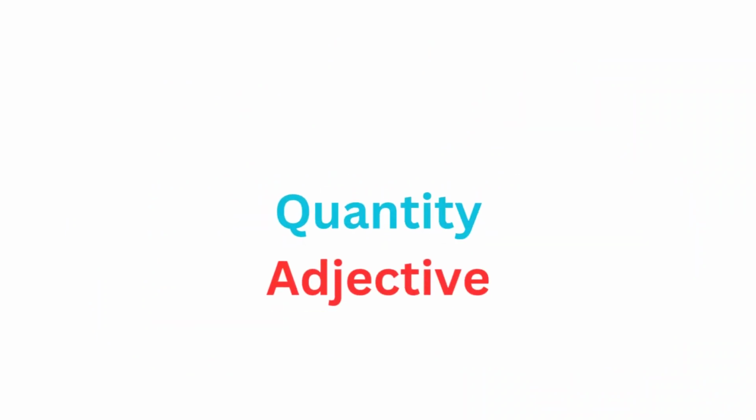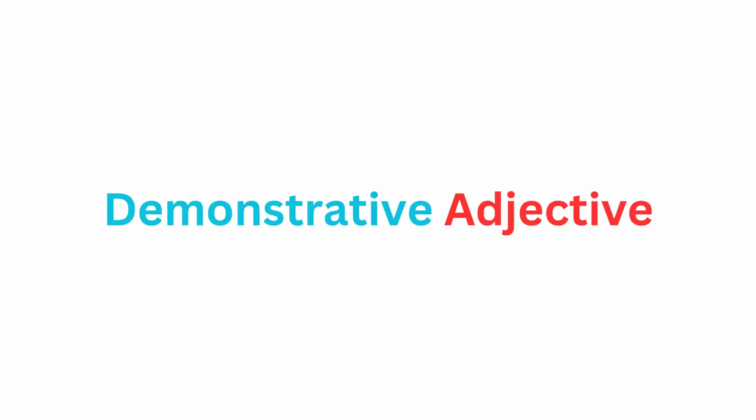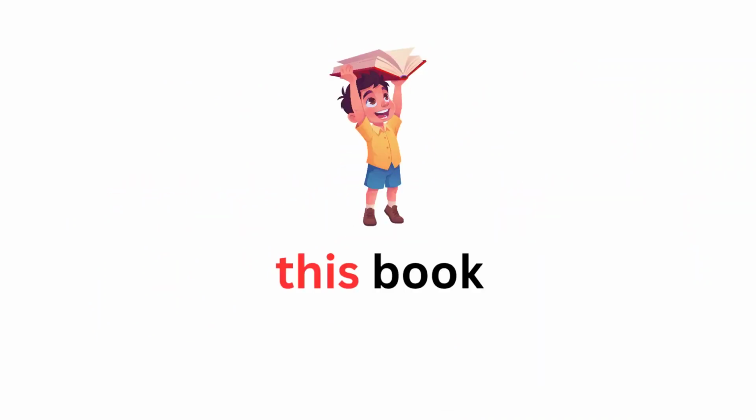Next, quantity adjectives. These tell us how much. For example, some water. Now, number adjectives. These tell us how many. For example, 2 apples. Next, demonstrative adjectives. These point to something. For example, this book.